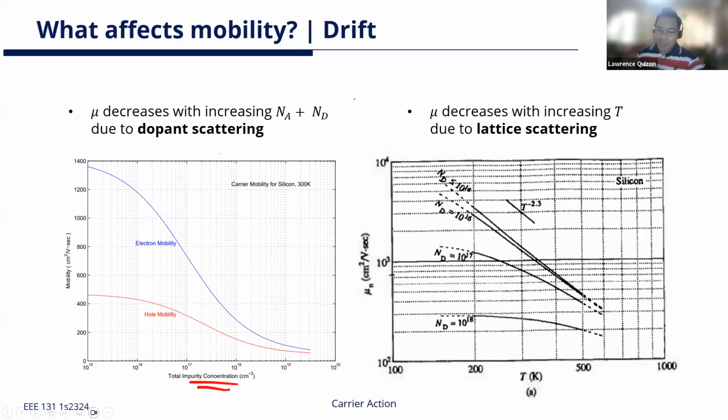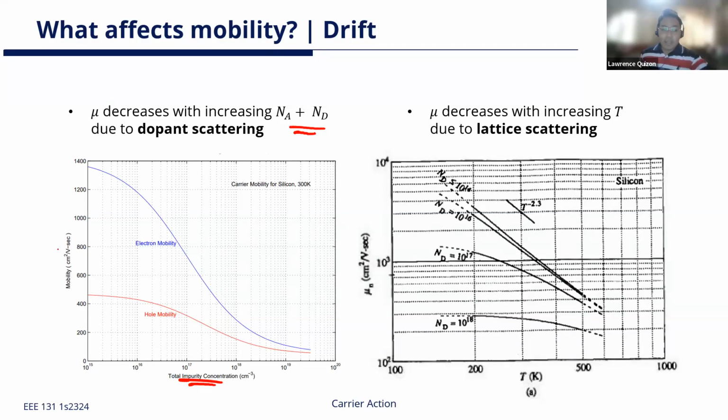What is meant by this graph, no? Okay. What does it mean when it says total impurity concentration? No? What would be an equation that we have to represent the total impurity concentration? Impurity meaning dopants, right? Total dopant concentration would be if you add Na and Nd, right? So if you add Na and Nd, you would get the total impurity concentration.